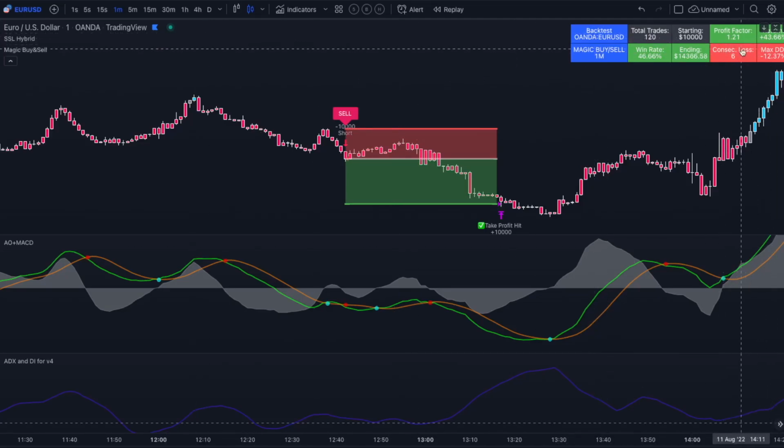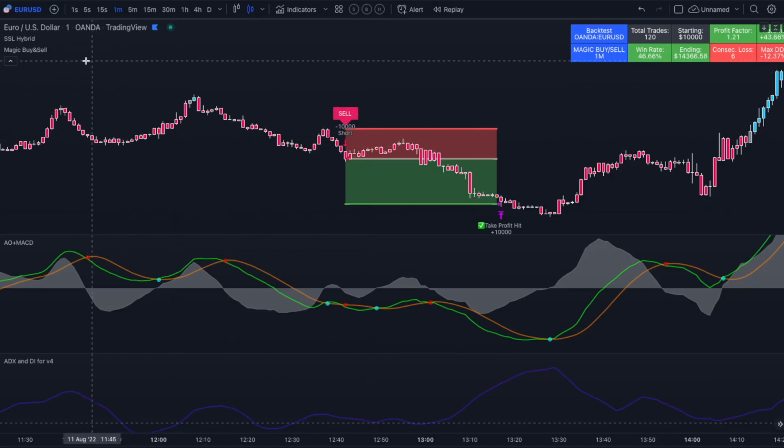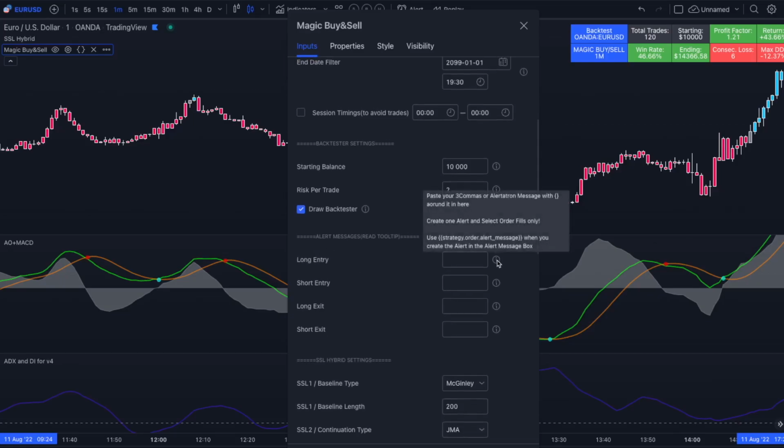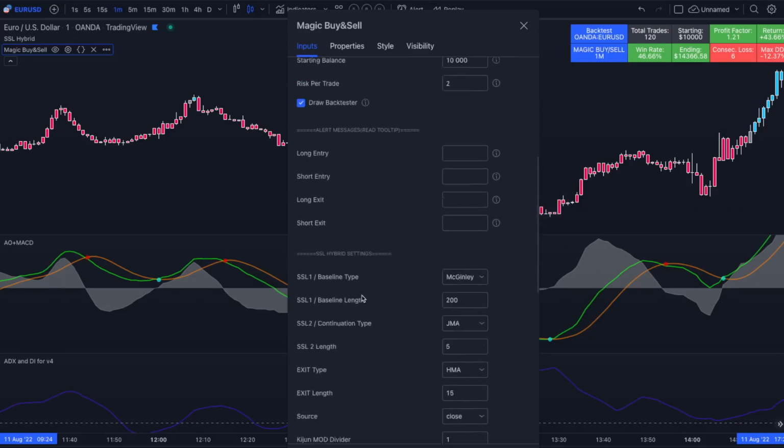To get those results, we are risking 2% with every position that we are opening. So you would have to calculate your lot size manually, or you just automate it with, for example, Alertatron or Free Commas. Read the tooltip here, read the information in here if you have access to the script.